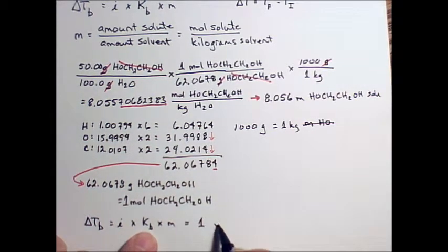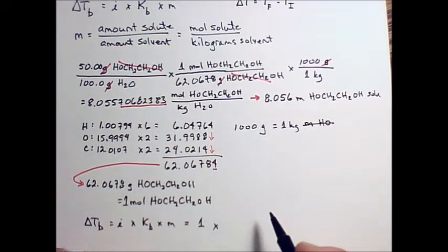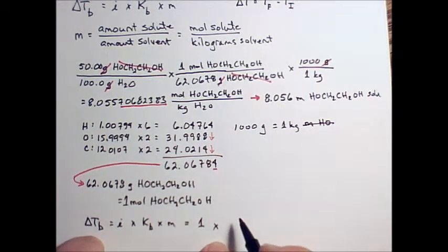K sub B you look up in a table. It's in your text, and it tells you in the text. If it's not ionic, it's 1. Always? Always. If it's not ionic or acidic. Acids also break up. Okay?